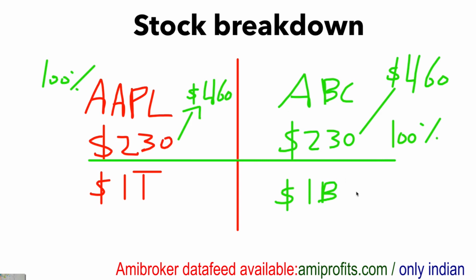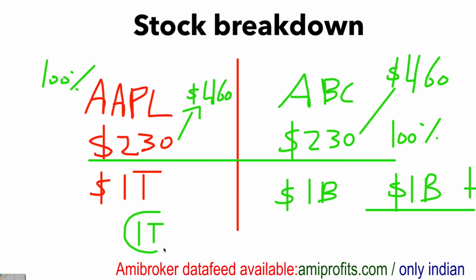For stock ABC to go up 100%, it needs $1 more billion. That's the only addition. It needs to add $1 billion more into the market. Apple needs to add in $1 trillion more into the market for Apple to go up. There is a huge difference between these two. That's why the market cap, knowing what you're trading, is extremely important.